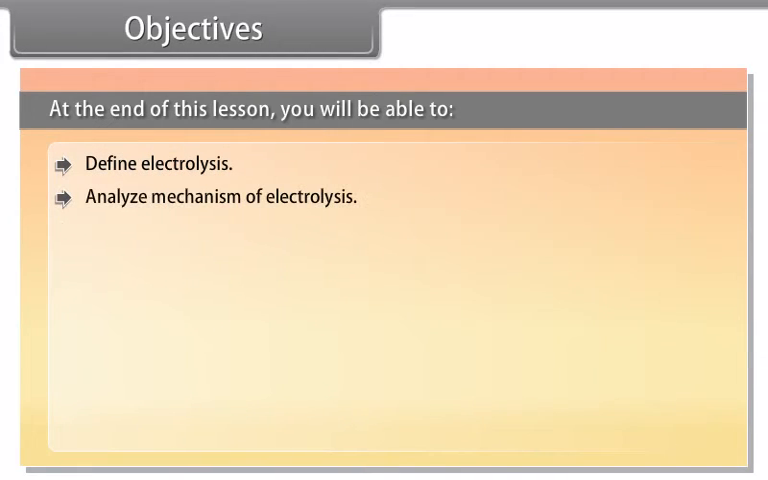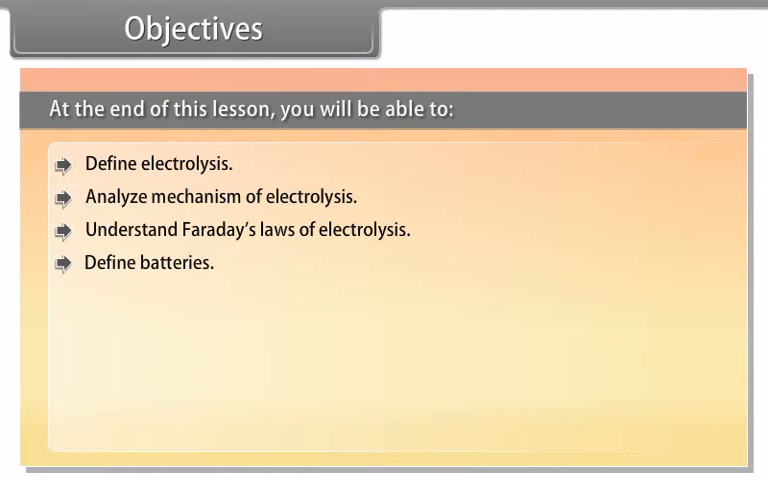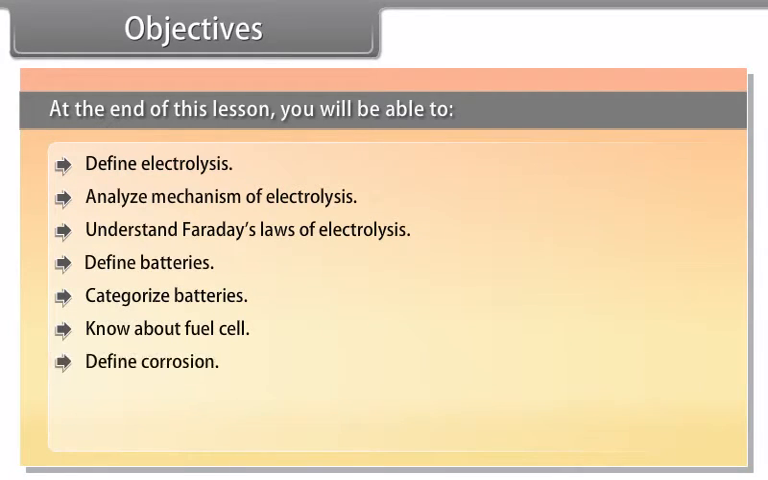Objectives. At the end of this lesson, you will be able to define electrolysis, analyze the mechanism of electrolysis, understand Faraday's laws of electrolysis, define batteries, categorize batteries, know about fuel cells, define corrosion, analyze the electrochemical theory of rusting, and explain the prevention of corrosion.